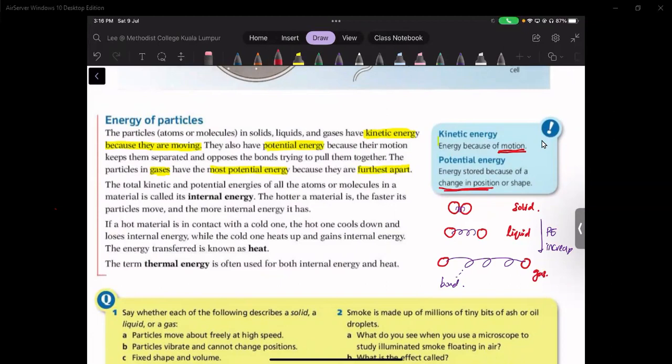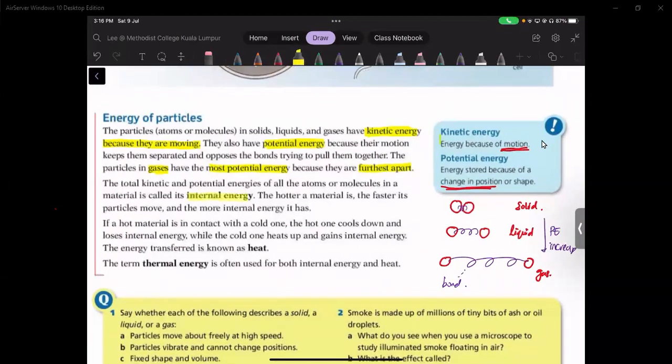Okay, so the thing about this chapter is that we are going to use this understanding to look at heat transfer, because we want to talk about the energy of the particles, and this is internal energy, which is the kinetic energy and the potential energy. The hotter the material is, the faster the particles move, and the more internal energy there is.